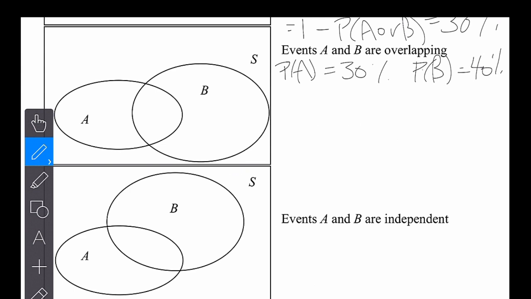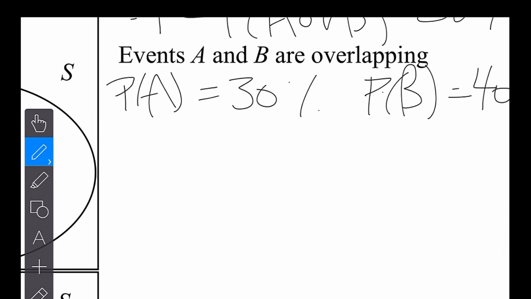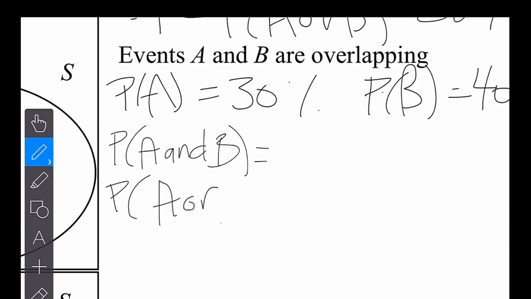Now, these events are overlapping events, and that's what it looks like. There's a piece where they actually intersect, and that intersection piece has a name. The intersection piece is called probability of A and B. So the chance of A and B happening at the same time is something I want to calculate. I also want to calculate the probability of A or B. And then finally, I want to calculate the probability of not A or B.